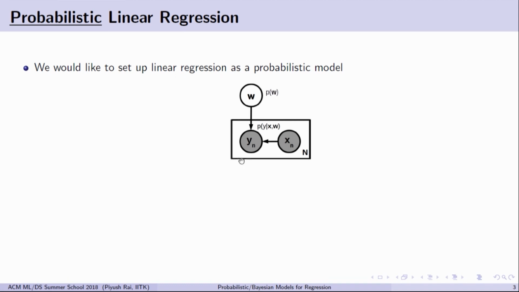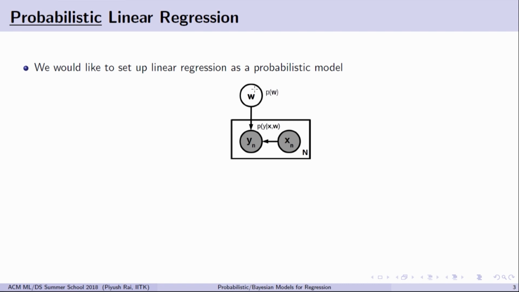And this rectangle with an N shows that there are N copies of the data. So there are N data points. Every data point has this relationship. Every output has this relationship on the feature vector and the weight vector. Now we are going to set this up as a probabilistic model, as I said. So we need two ingredients here. First of all, we need a likelihood model, right?